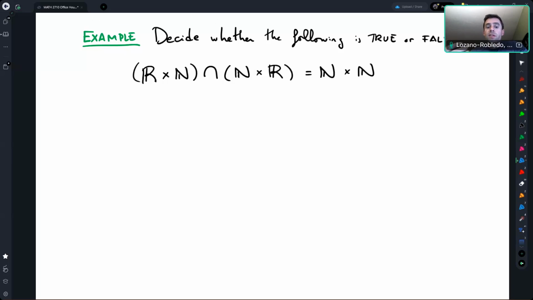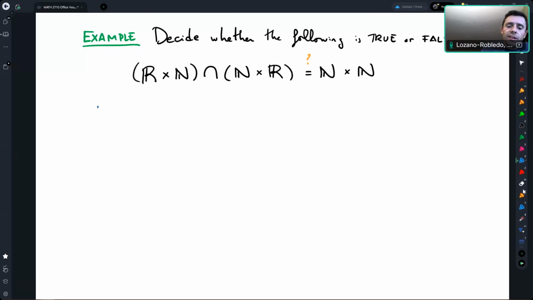Hello everyone, this is another example of how to use set theory and set theory notation to, in this case, establish an equality of two different sets. So here we're going to decide whether this equality of sets is true, and to do that, we're going to start by describing what this all means.